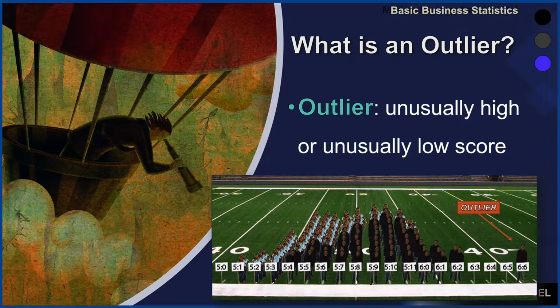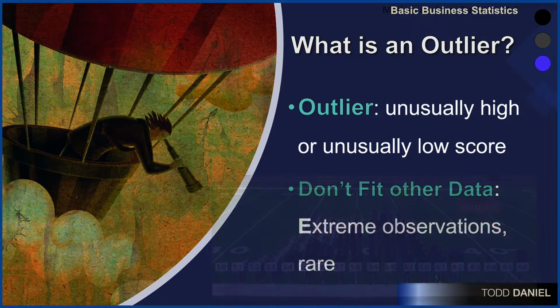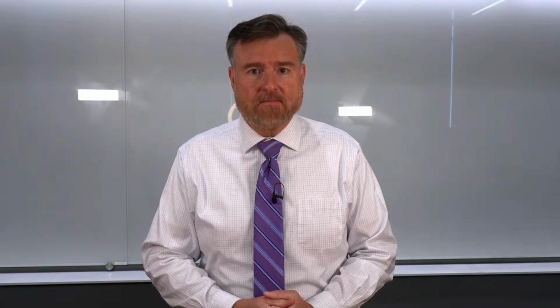An outlier is an unusually high or unusually low score in our data set. This outlier lies far out from other scores. It does not fit the other data. These are extreme observations, and as such, they are very rare. How would we spot an outlier if one existed in our data set? The simplest way is to look at a histogram.